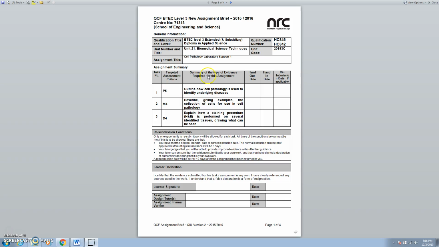Hi guys, today I'm going to do a brief overview of biomedical science techniques, laboratory support number 1, the 4th assignment. In this assignment you'll be covering the P5, the M4 and the D4. For each I will talk you through how you should address it, material to include and any other queries throughout the actual assignment.